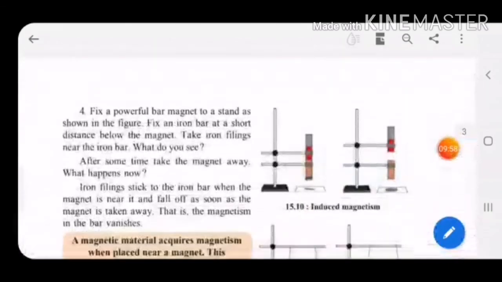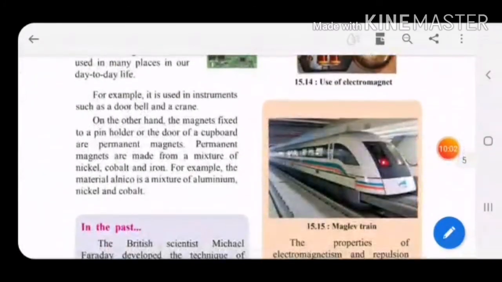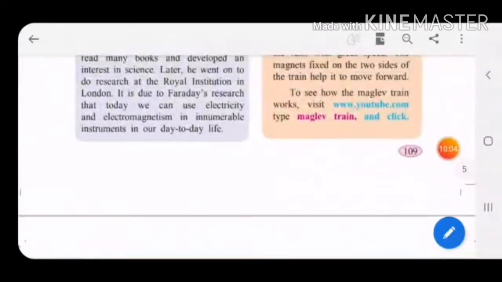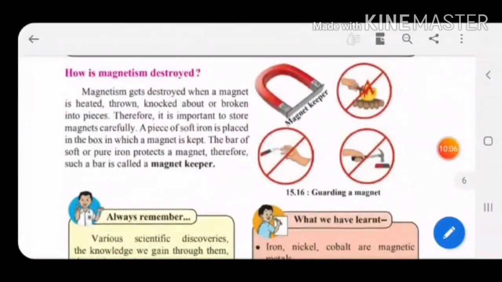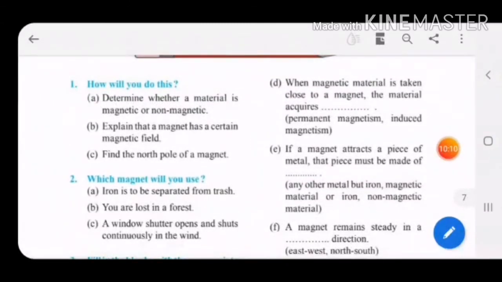In the next part we will see the remaining three characteristics, what an electromagnet is, what a magnetron is in short, and how magnetism is destroyed. This can be studied, and later on we can see the question answers.